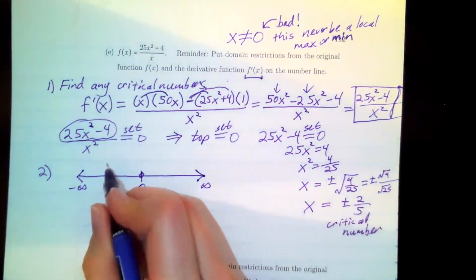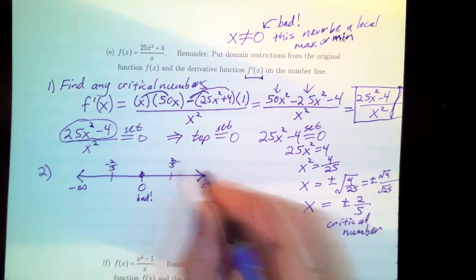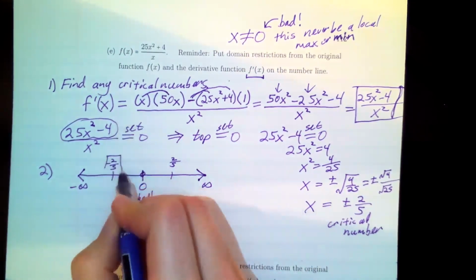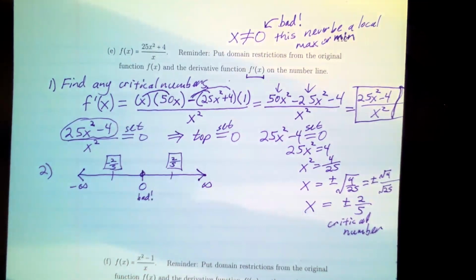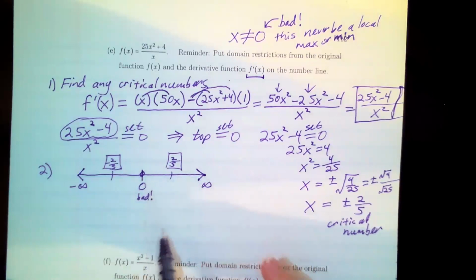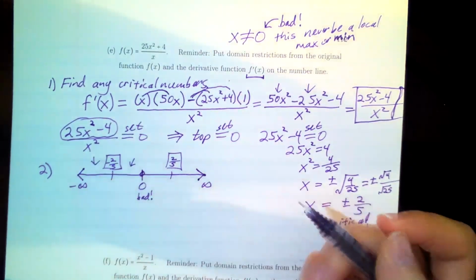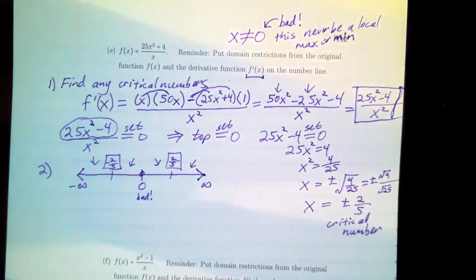Put your two actual critical numbers here. We've got negative 2/5 and positive 2/5. So those are my potential maximums and minimums. And I've got to find test points on either side of those, making sure to dodge my 0 here, and figure out what's going on. So let's pick test points to the left and right of my negative 2/5 and to the left and right of positive 2/5, just so I can see what those are, if anything.